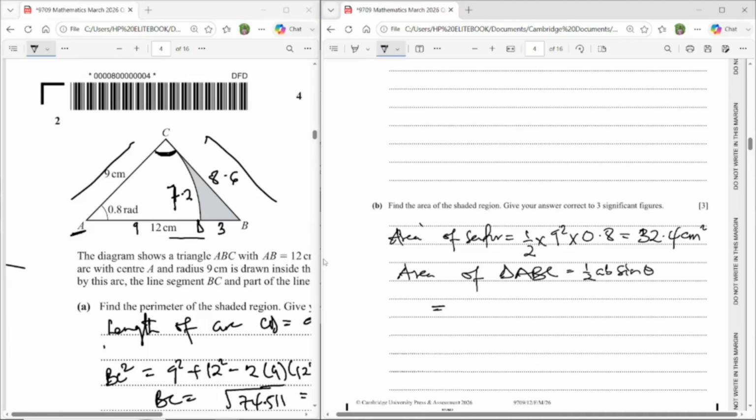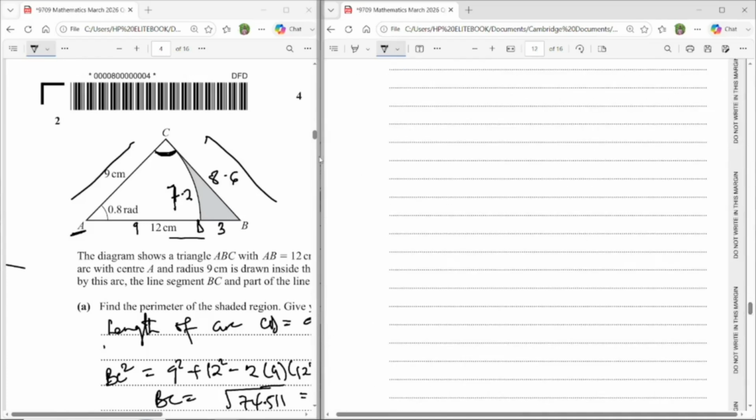So this is equal to half times our A is 9 centimeters and our B is 12 centimeters times sine of 0.8. Once again, make sure your calculator is in radians since the angle was measured in radians. Then we get 38.737 centimeters squared.